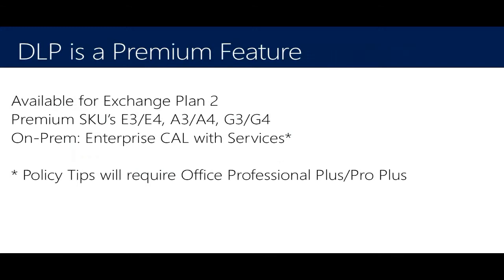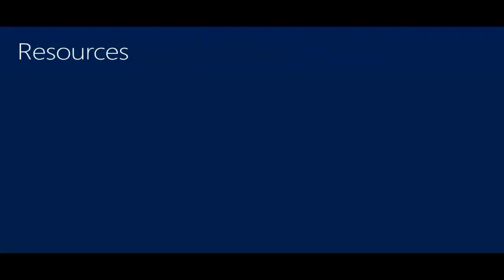It's available in Exchange Plan 2. In the premium SKUs like E3 and E4, obviously the government and academic, same thing. You can get this on-premise with your enterprise CALs and services. Policy tips will require Office Professional Plus or Professional Pro Plus. So you're going to need that for your policy and tips.